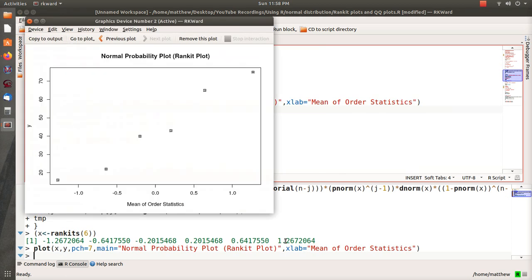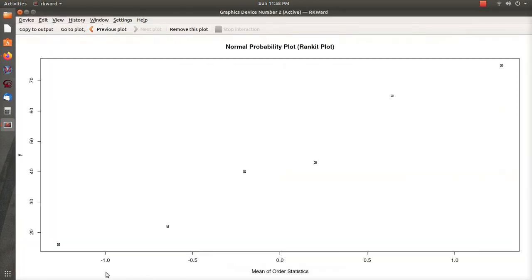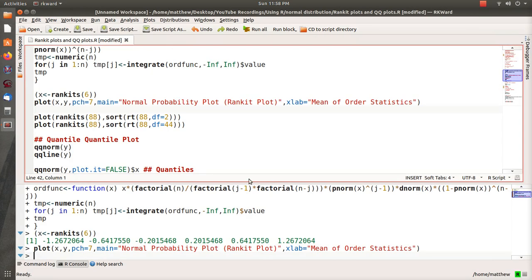So now we plot it, and this is what it is. So the bottom here is the mean of the order statistics, called the rankits, and this is our actual data. And notice that it's very straight line-ish. So I don't think it departs from a straight line much, which says that our data might follow a normal distribution. Now let's plot a few more rankits.